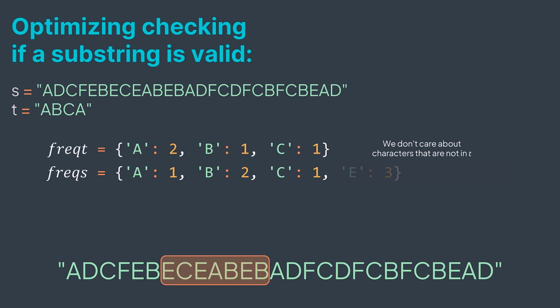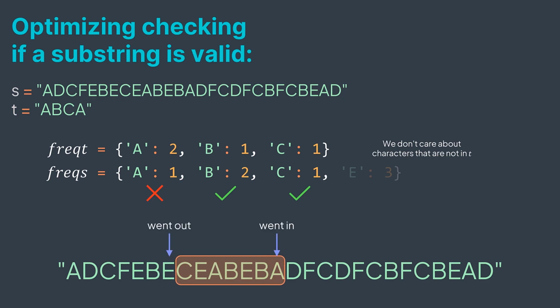For example, here we have these strings s and t, and we're at this window of 7 characters. The conditions are at least 2 occurrences of A, at least 1 occurrence of B, and at least 1 occurrence of C. Here we have 1 occurrence of A, 2 occurrences of B and 1 occurrence of C. Only 2 conditions are satisfied, not enough.